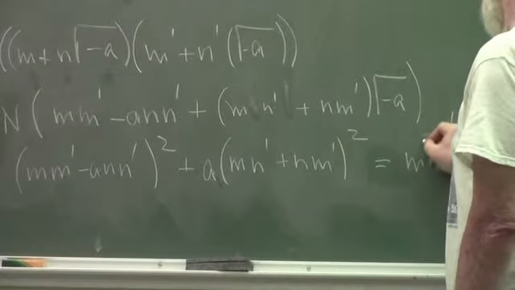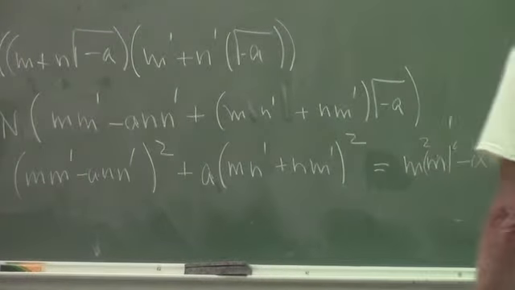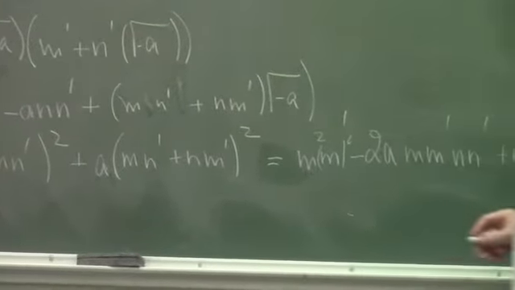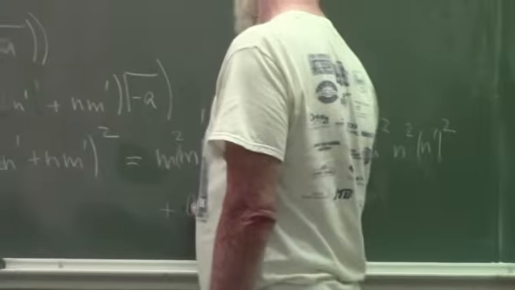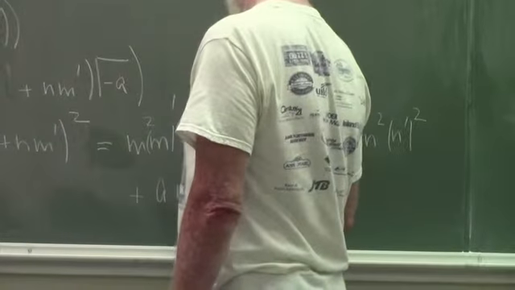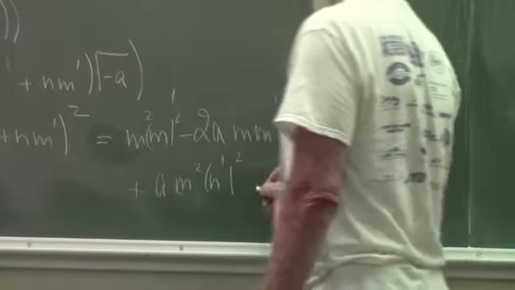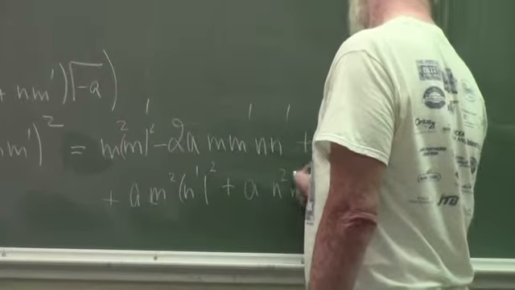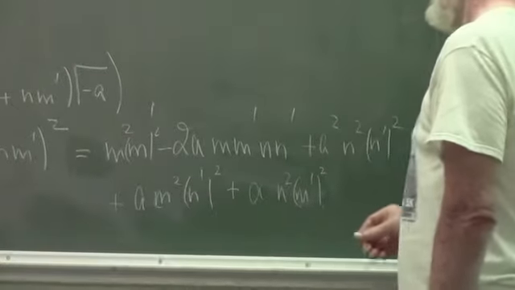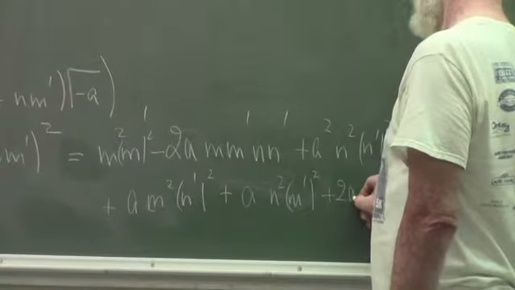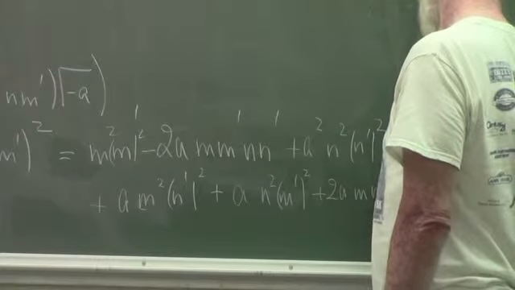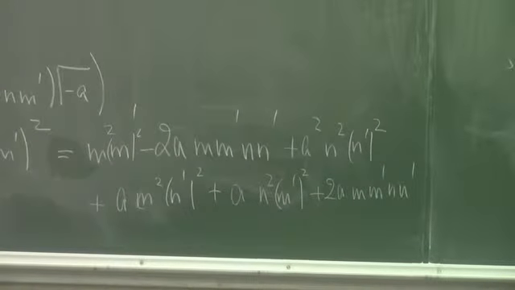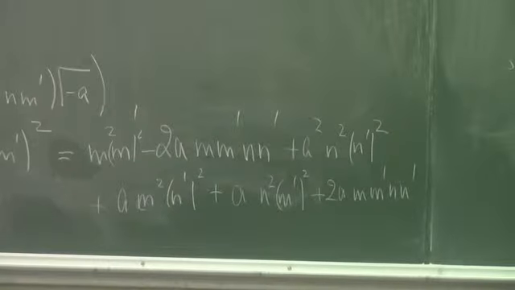You forgot your squares over there, yeah. A squared N squared N prime squared, plus A M squared N prime squared, plus A N squared M prime squared, plus 2A M M prime N N prime, right? Oh, my arithmetic is right.